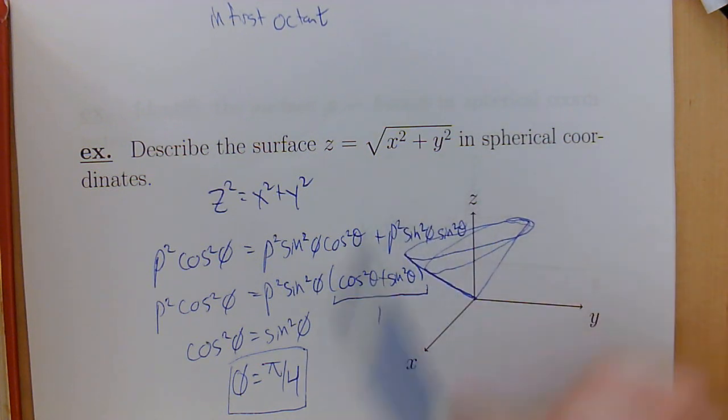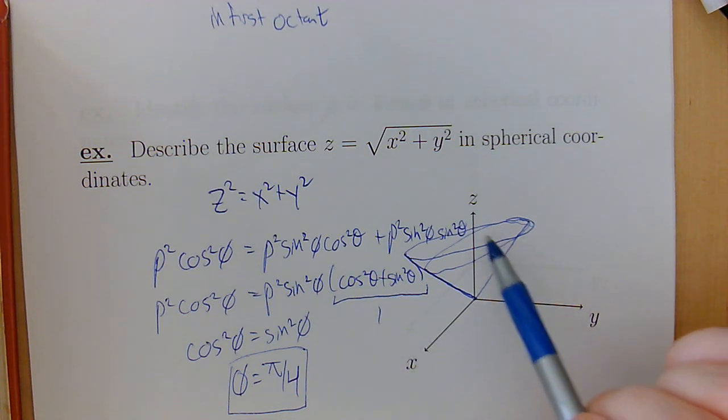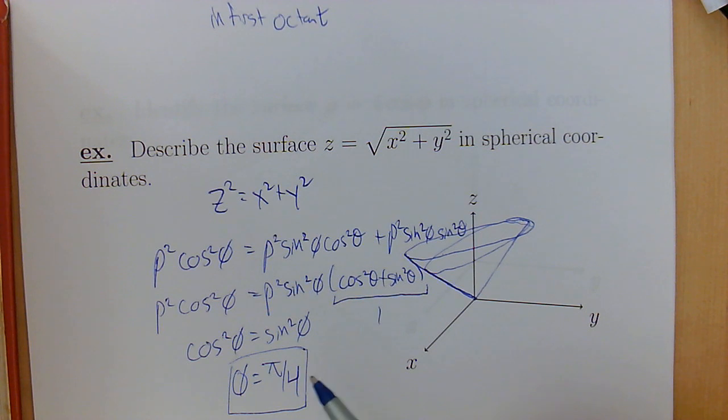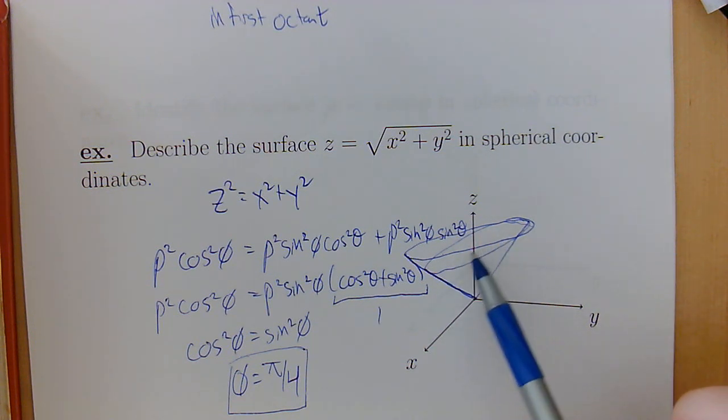Now, if we allowed z to be negative, then phi could be pi over 4 or 3 pi over 4. We would have to include that as well. But since we only want the upper part of this, we're going to have phi is pi over 4. Now notice that there's no restriction on rho, so we can go as far away from the origin as we want, and there's no restriction on theta, so we can rotate around in any direction. The only restriction is that we need phi to be pi over 4.